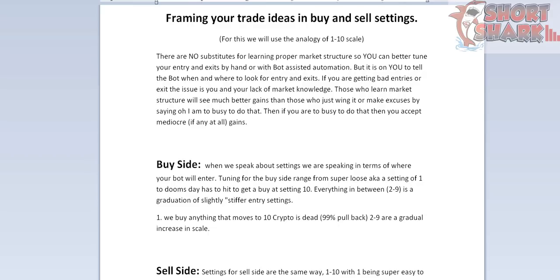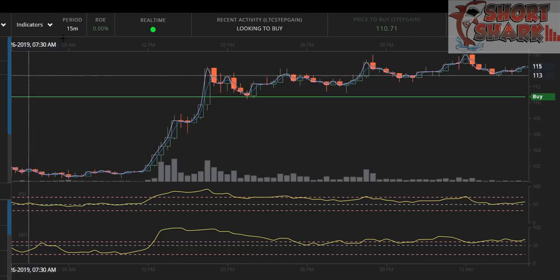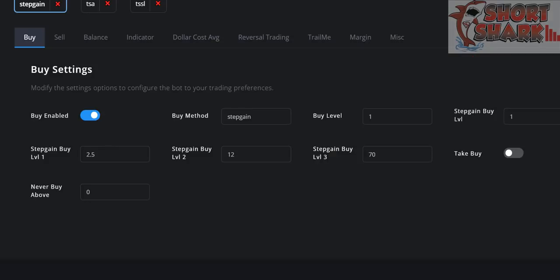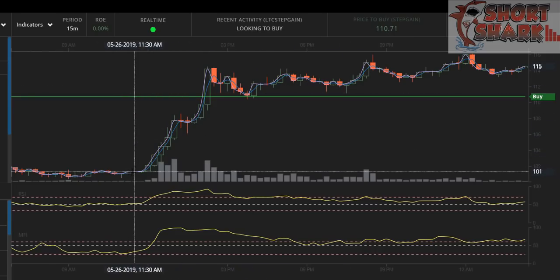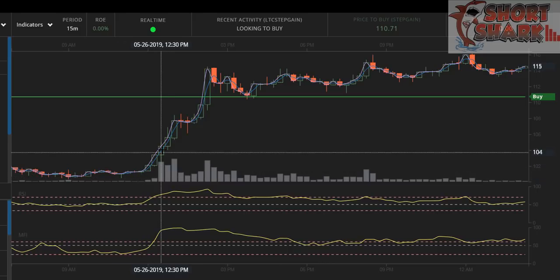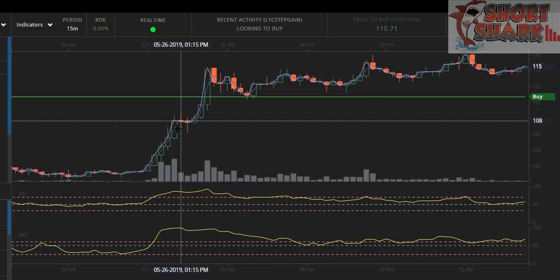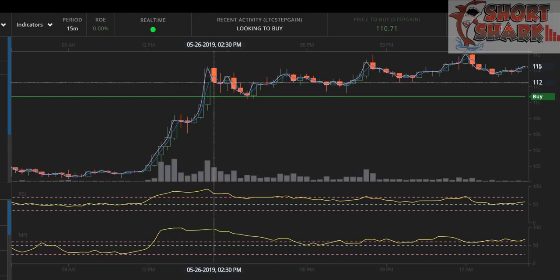So let's go take a look at that. So in a StepGain setting, in your buy side, 2.5 is stiff. Okay, if I drop this down to 0.1, you're talking 0.1% below the lowest EMA. So back here on this chart, you see these EMAs over here, 0.1% below. There it wouldn't have bought, there it would buy, there it wouldn't buy, there it would buy.